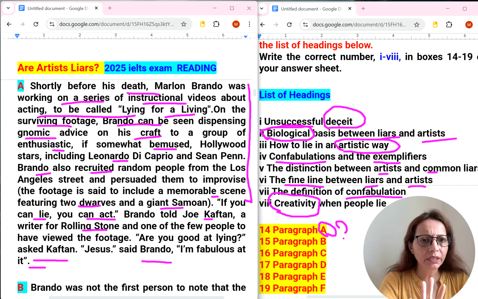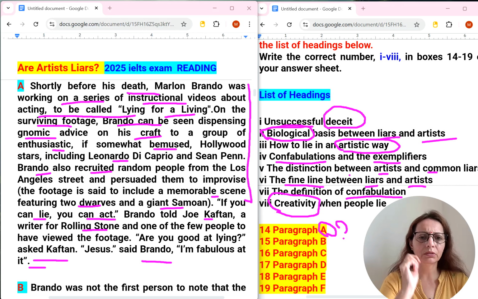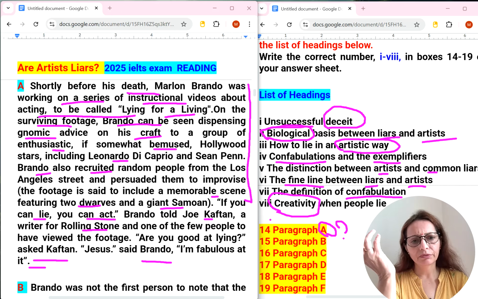Unsuccessful deceit, that kind of thing is not here. Biological word is also not there. How to lie in an artistic way, this is also not there. Confabulations word is also not there. Distinction between artist and common liar is also not there. The fine line between liars and artists. So I think eighth is left.